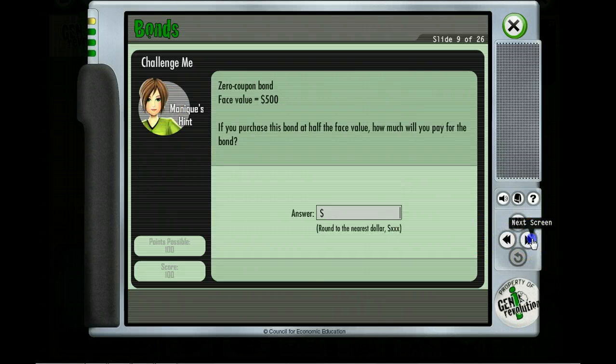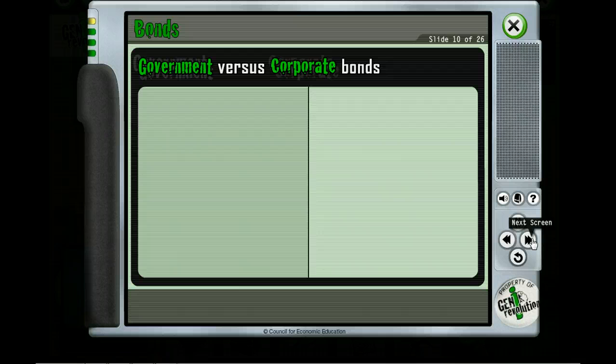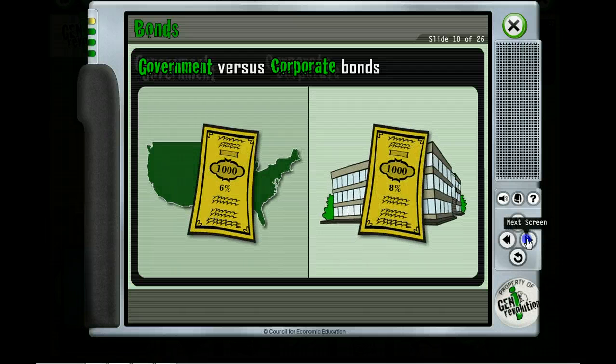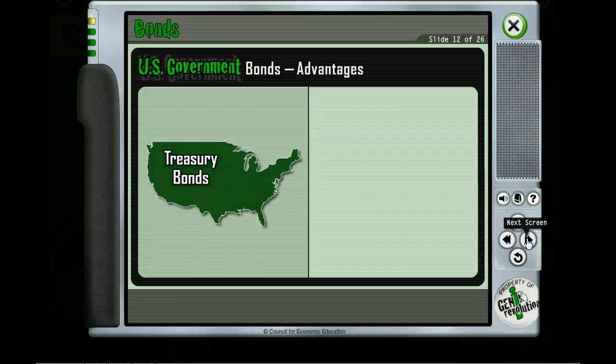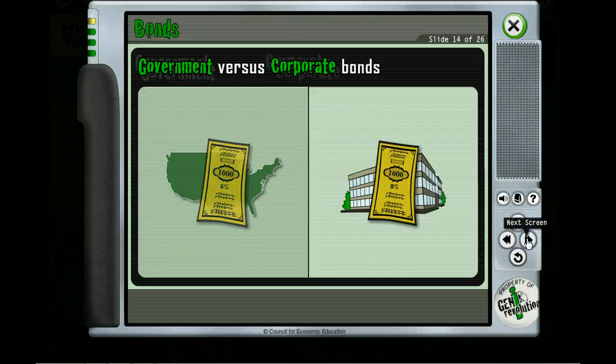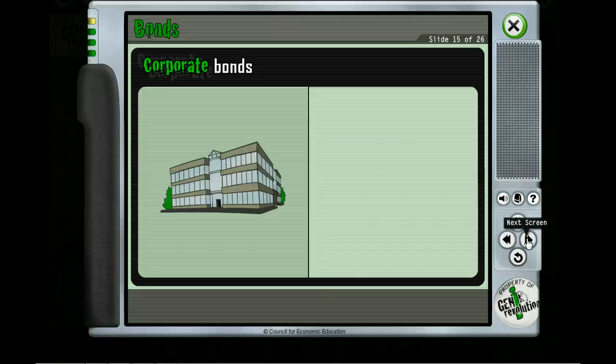Now try, here's one and more. There's a number of questions. Now that you know how bonds work, let's look at the differences between government bonds and corporate bonds. The U.S. Treasury bonds and municipal bonds are. Now let's look at how corporate companies issue bonds.